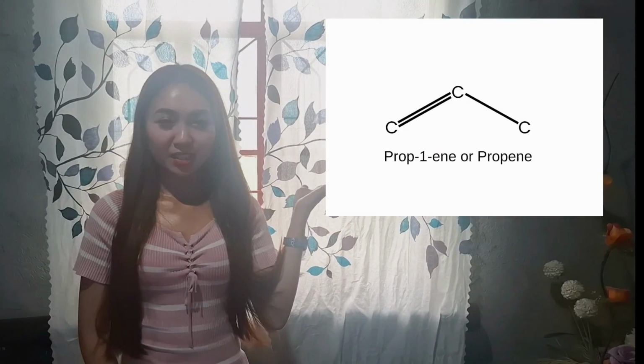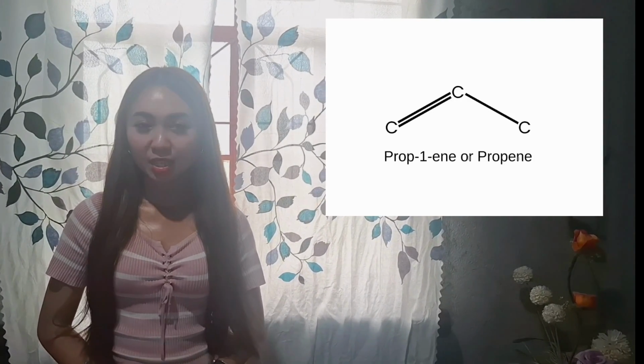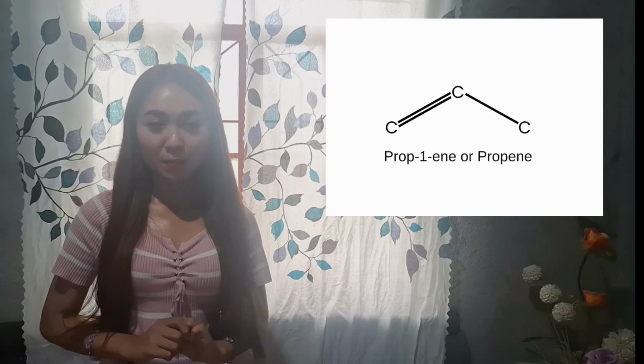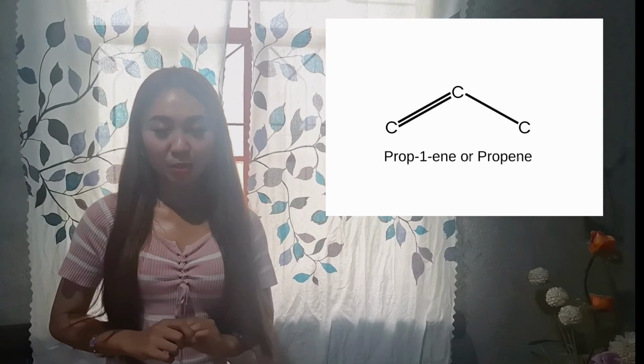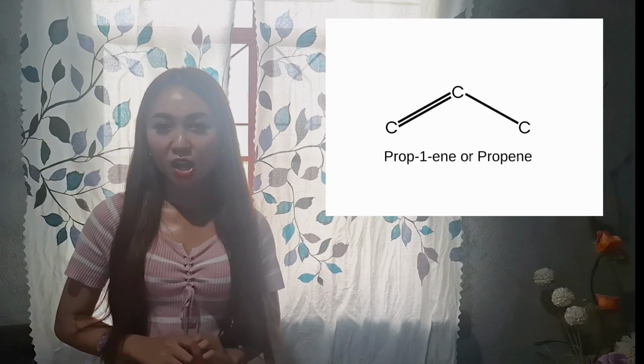Let's take a look at this example. The longest chain has 3 carbons, which have the prefix prop, and the double bond starts at carbon 1, so the answer is prop-1-ene, or simply propene.